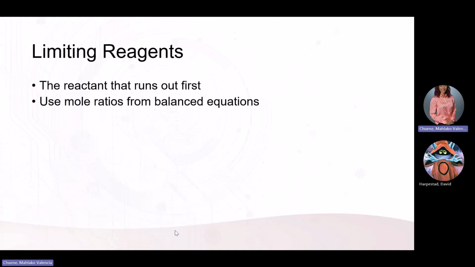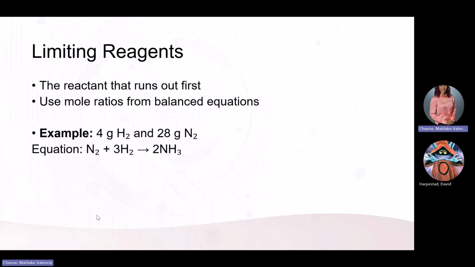Say for instance that you are given 4 grams of hydrogen and 28 grams of nitrogen gas to make ammonia. Let us first write the equation of making ammonia. The equation is N2 plus H2 to make NH3. Now, this is not yet balanced.